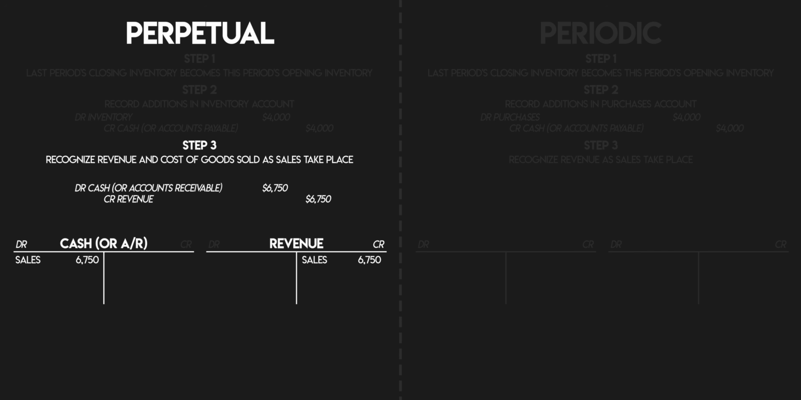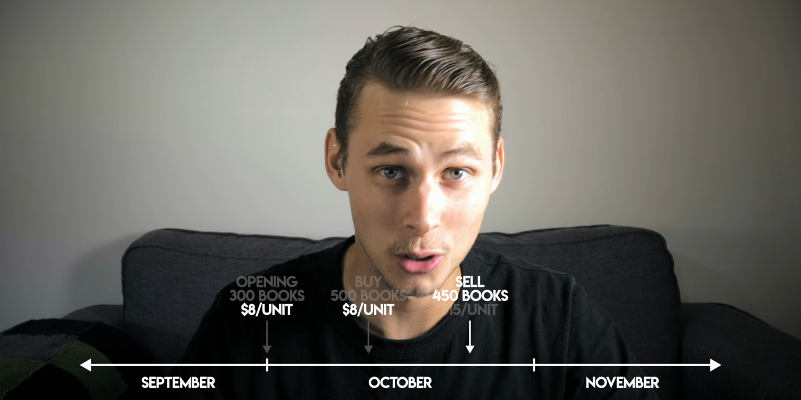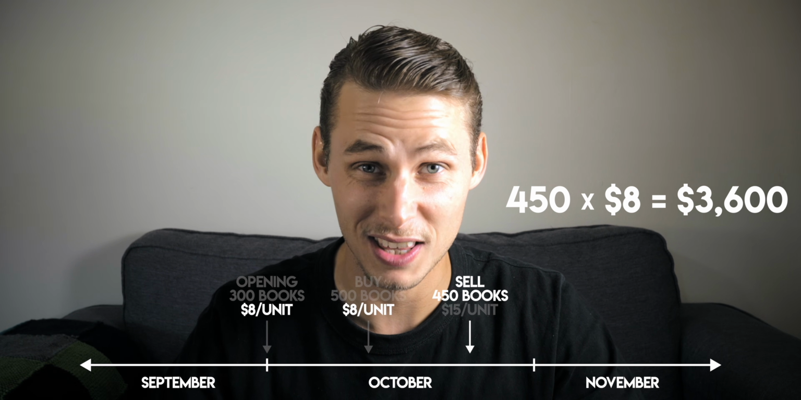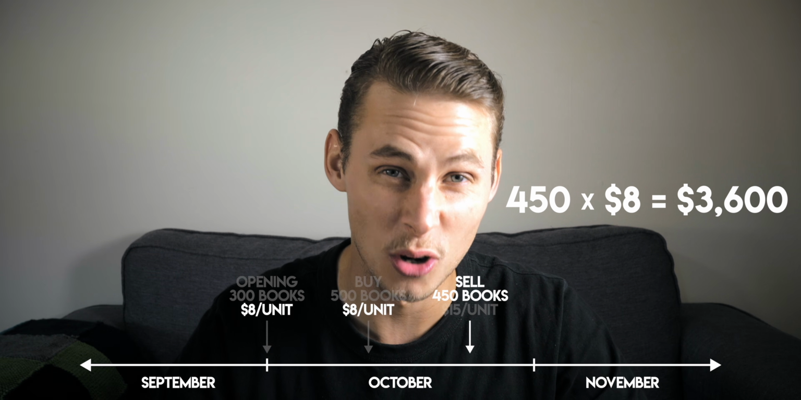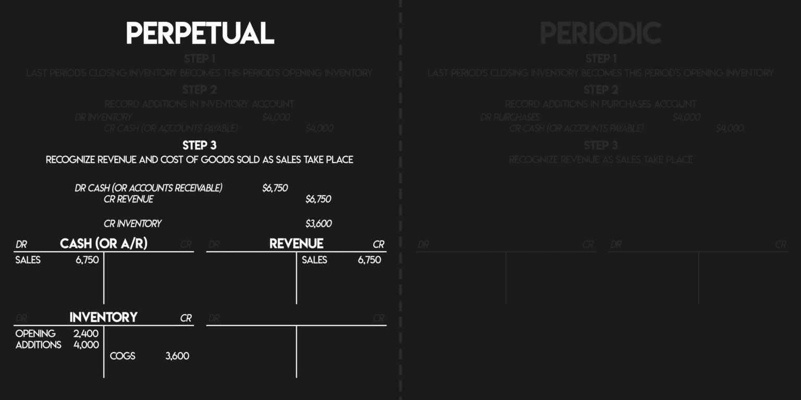In the second journal entry, you release the cost of goods sold from your balance sheet to your income statement. You sold 450 books which you bought for $8 per unit. 450 multiplied by $8 is $3,600, and you need to release this from your balance sheet because you're no longer holding this inventory. So you credit inventory by $3,600 to release it from your balance sheet, and you debit cost of goods sold by $3,600 to record the expense in your income statement.